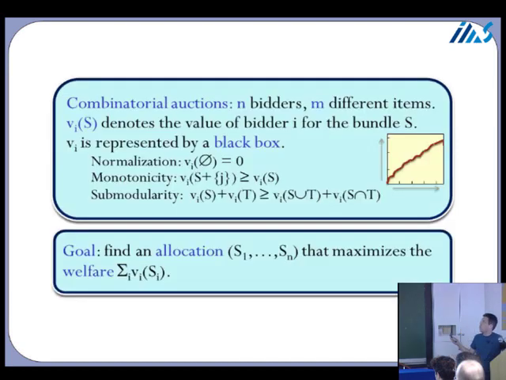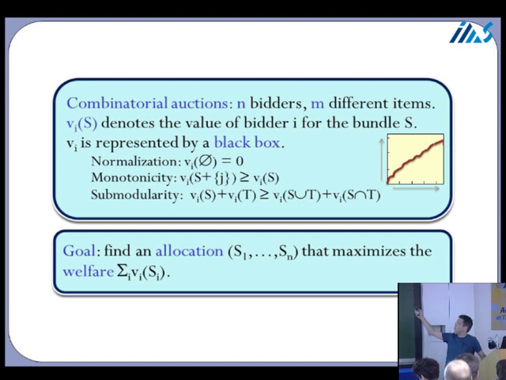All right. So combinatorial auctions. We have n bidders, m different items. Items might be complements or substitutes. And to capture that, each bidder i has a valuation function v_i. So v_i(S) denotes the value of bidder i for the bundle of S items.